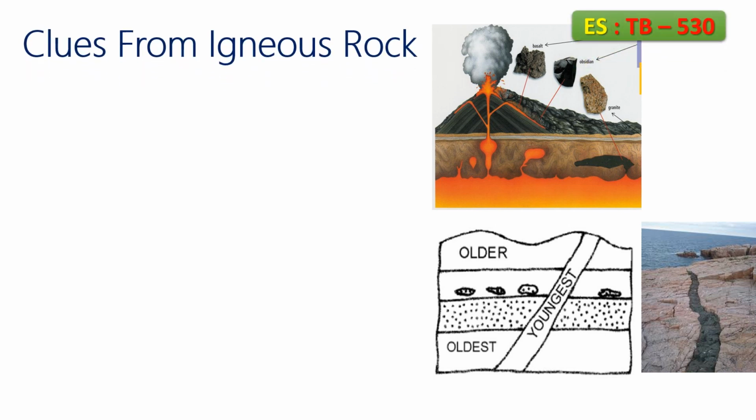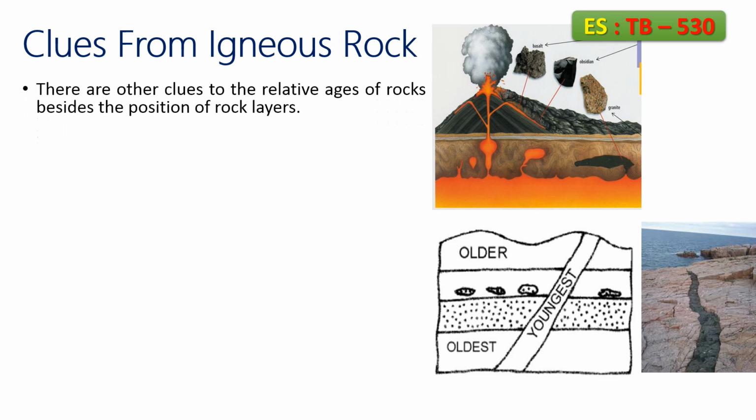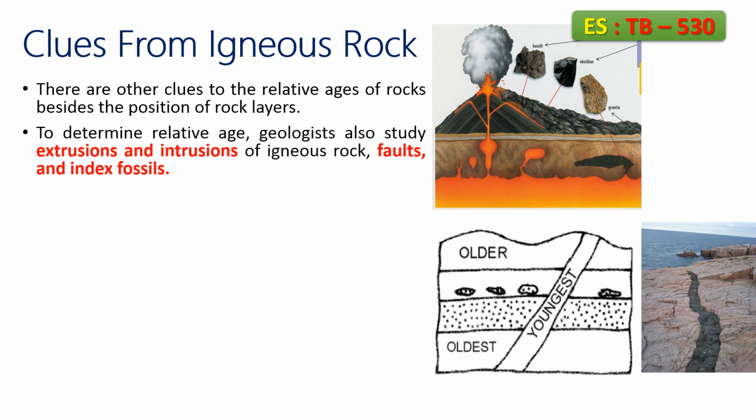Clues from igneous rock. There are other clues to the relative ages of rocks besides the position of rock layers. To determine the relative age, geologists also study extrusions and intrusions of igneous rock, faults, and index fossils.